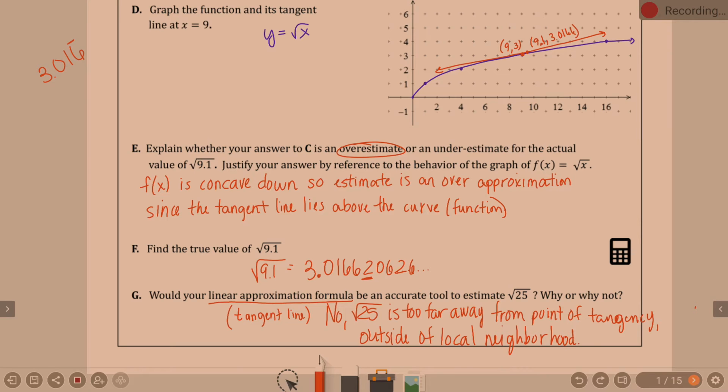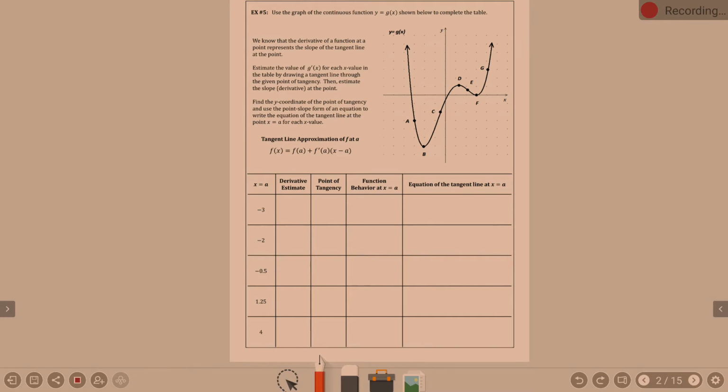Next it says tangent line approximation of f at a, and it gives you a formula: f of x equals f of a plus f prime of a times x minus a. Realize you know that equation. This is the same as saying y equals y1 plus m times x minus x1. What's the only difference from how we usually write it? Oh, I put y prime instead of y1. My apologies.